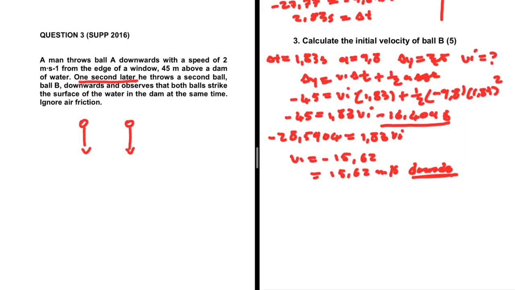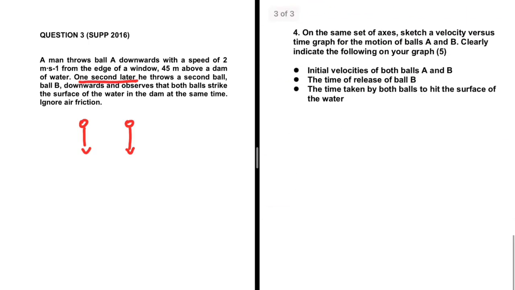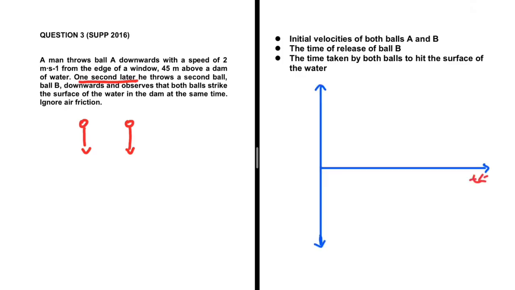Let's go ahead and take a look at question 4. So on the same set of axes, sketch a velocity versus time graph for the motion of balls A and B. Clearly indicate the following on your graph: initial velocities of both balls A and B, the time of release of ball B, and the time taken by both balls to hit the surface of the water. Right, let's go ahead and have our set of axes. This is our time in seconds, and this is our velocity in meters per second.